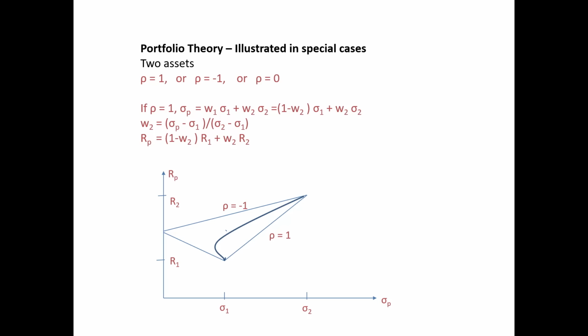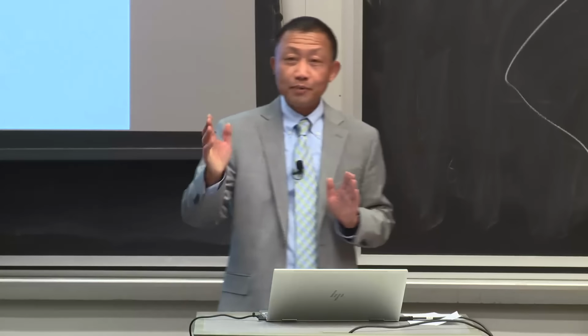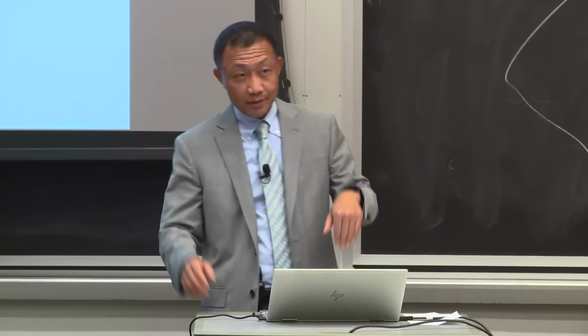So let's look at some special cases. When the correlation rho is positive 1, meaning the two assets are perfectly correlated, one moves up, the other moves up at the same time. One goes down, the other one goes down at the same time, right? So that's called perfect correlation.